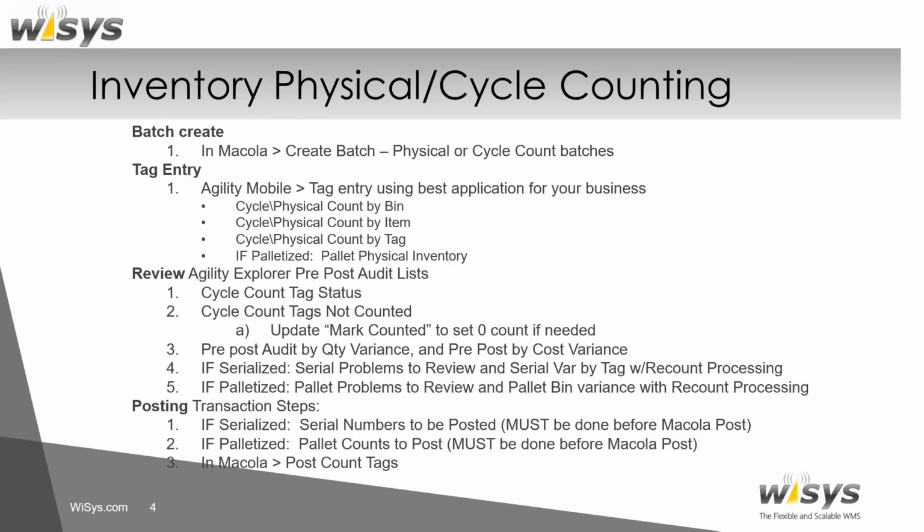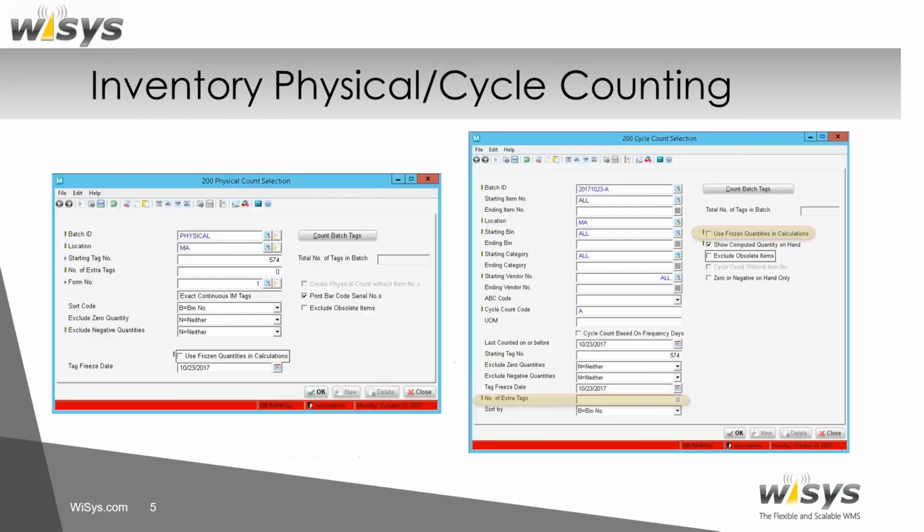So we'll take a quick look at what I do when I need to post serialized because I'm using serialization, and how I post pallets. And then once I have the serial and the pallet layers done, if I'm using them, then I post in Macola. Now I skip serial and pallet layer, of course, if I'm not using them and go straight to the posting in Macola. So as we go through this, the first thing that we're going to take a look at is the batches in Macola and how we create those batches.